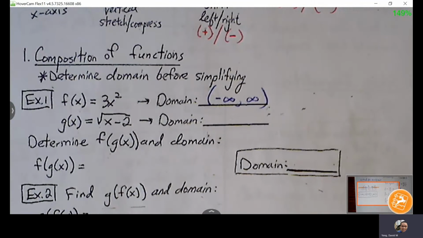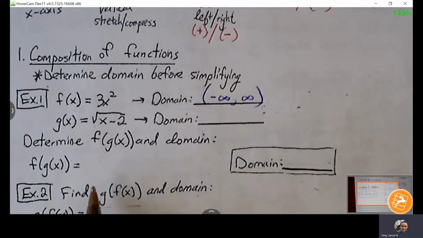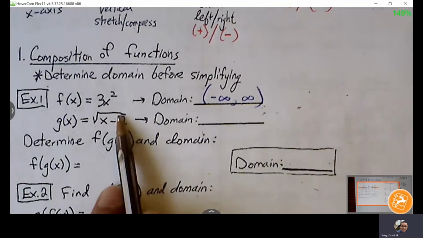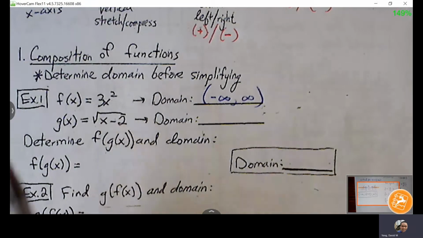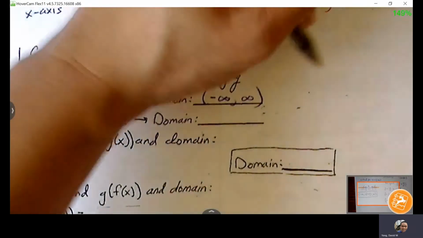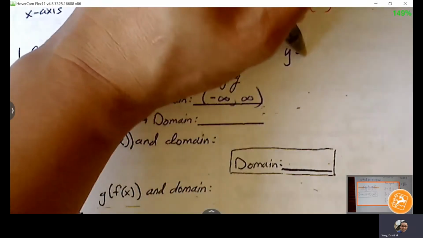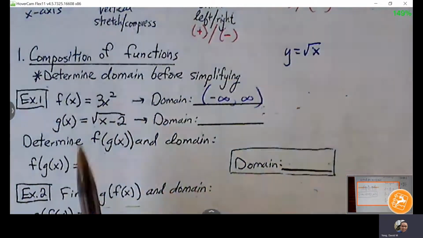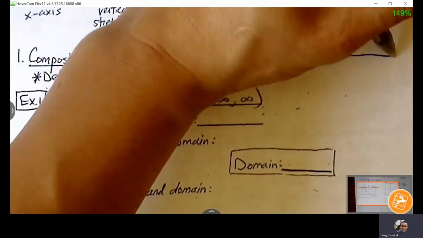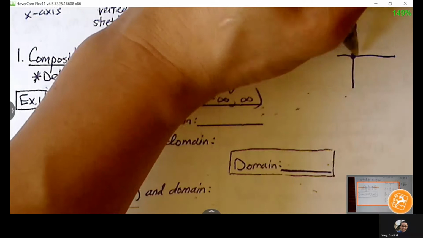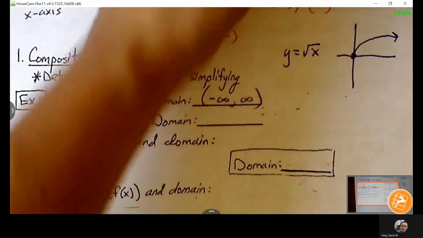Now, square root of x minus 2, let's talk about the fact that there is a transformation going on involving a parent function. So just for an example here, if I have y equals square root of x, this is what y equals square root of x looks like. It starts at 0, 0, and it's going to open to the right.